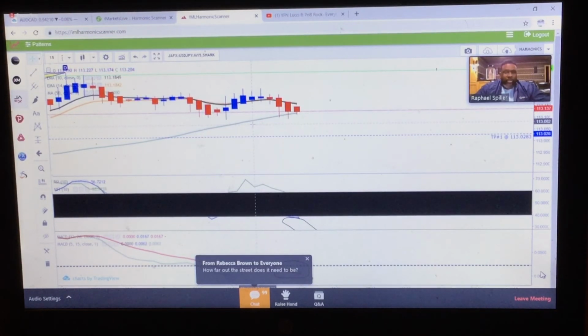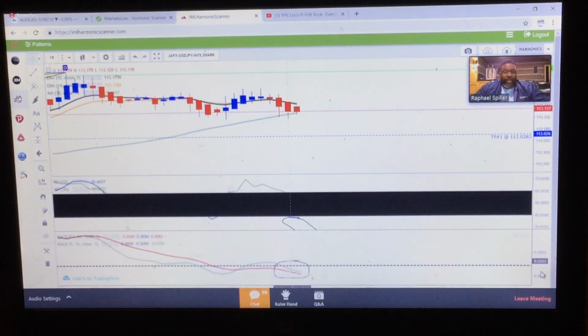You just want them out the street, Rebecca. You want them to be coming down. You want both of them to be coming down. You already have the confirmation of the MACD. You wait for this confirmation right here. But look at this. And is this worthy of trade, worthy to take? I need y'all to see this. This is very, very, very important.